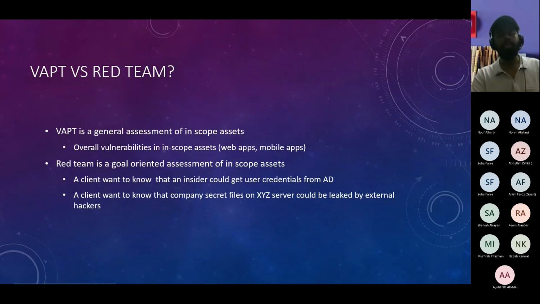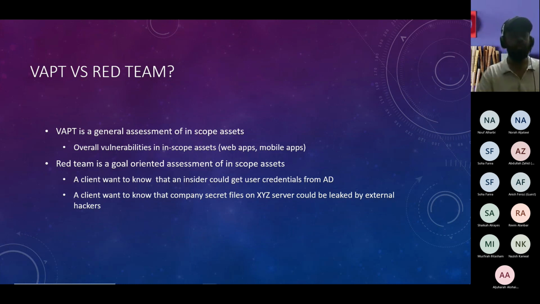But VAPT is a generic assessment of vulnerabilities. You can see the tools and techniques for both the services are almost the same, but the customer requirements are different. So as per customer requirement, these could be two different services. Customer could be looking for a general assessment, or customer could be looking for specific threats, specific attack vectors, specific risks they want to see. So this is the difference between VAPT and red teaming.